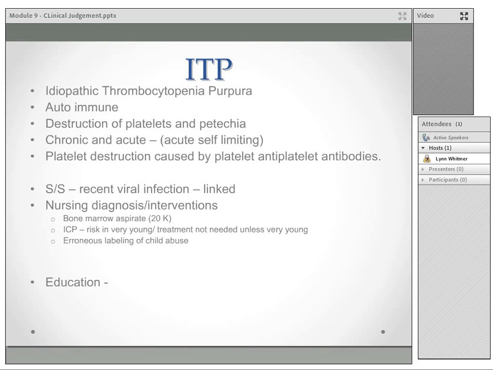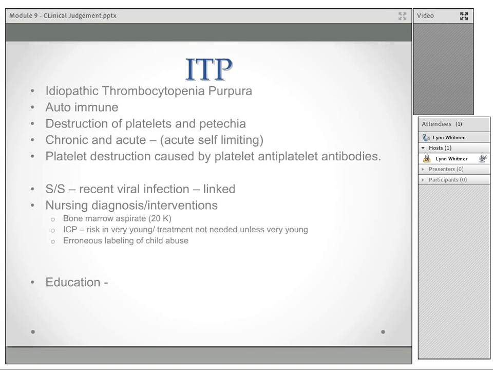So ITP, idiopathic thrombocytopenic purpura, again, it's autoimmune. This one is. And it's the destruction of platelets, and it causes petechiae. You can see it in chronic or acute settings. So acute is much more self-limiting, meaning it usually can handle itself and take care of itself, and it's usually in much smaller children, and they tend to somewhat outgrow it. Isn't the proper term to use, but they do tend to outgrow it.